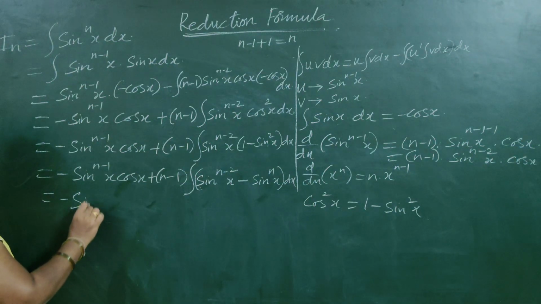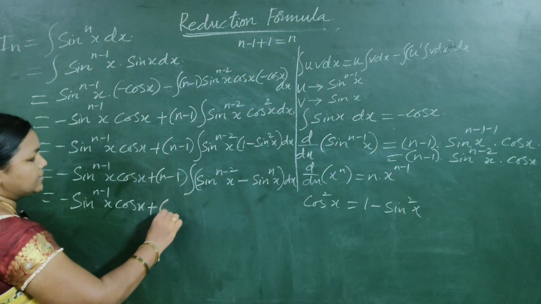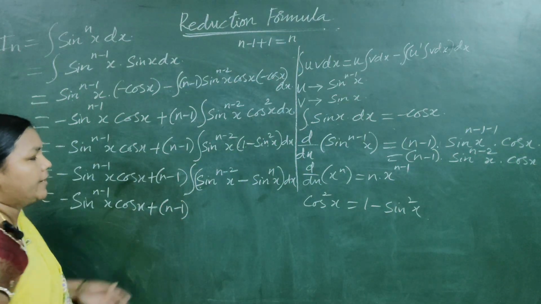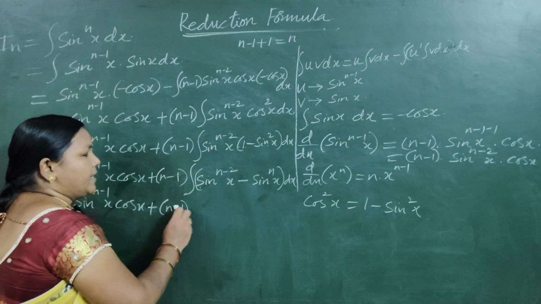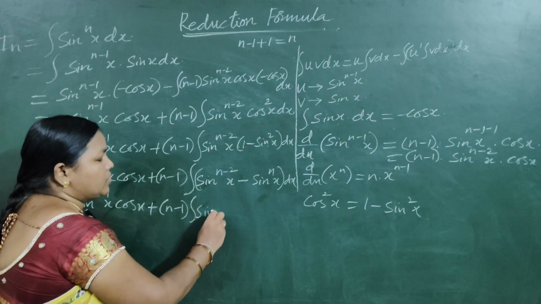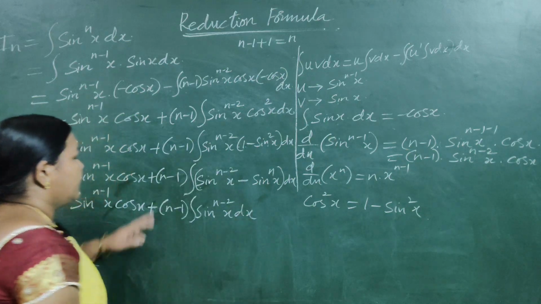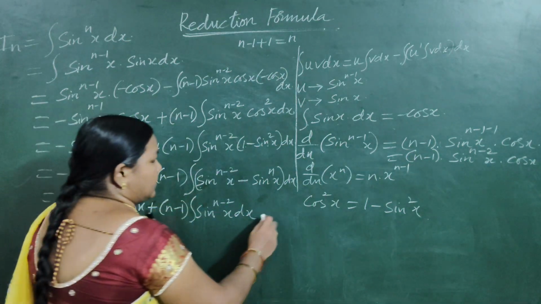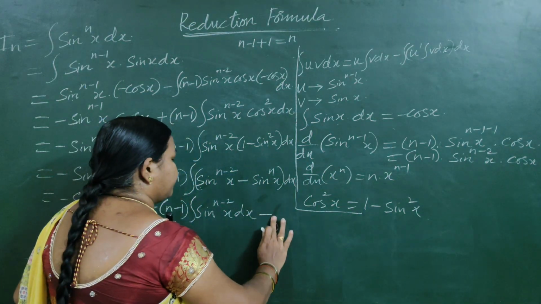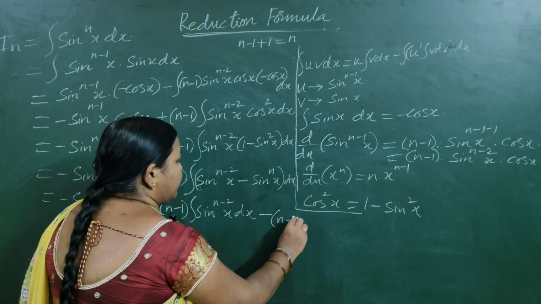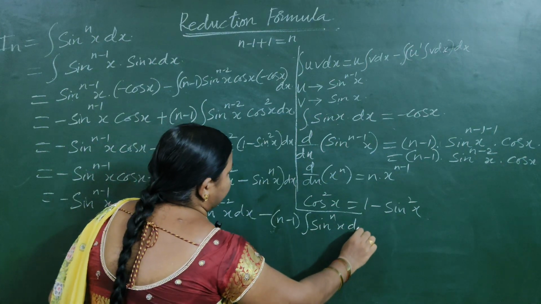Next is minus sine to the power of n minus 1 x cos x plus n minus 1. Taking integration for these two terms separately, it becomes n minus 1 into integration of sine to the power of n minus 2 x dx. Next, plus into minus, minus n minus 1 into integration of sine to the power of n x dx.